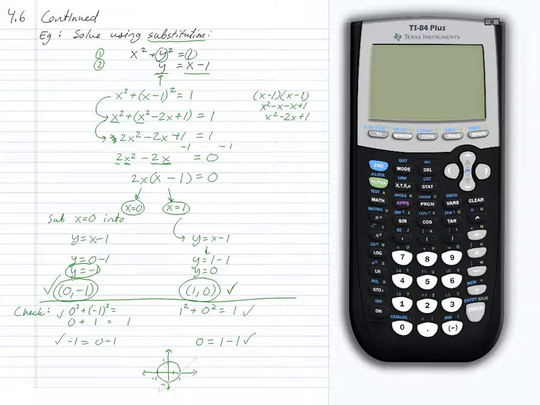Our other equation, that's something we've been able to graph from the very beginning. Y equals x minus 1 is a line with a y-intercept at negative 1 and a slope of 1. So there we see our two intersection points. It's a little tough to see on here, but if you graph both of those equations on graph paper, nice and big, you'll be able to see those intersection points very easily.